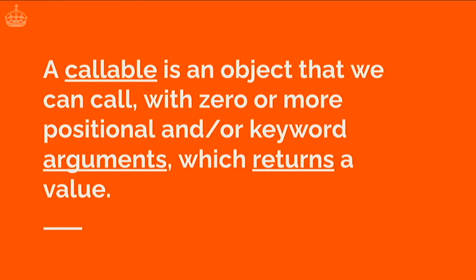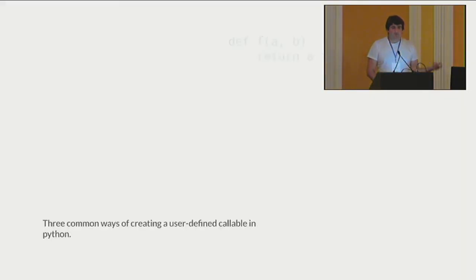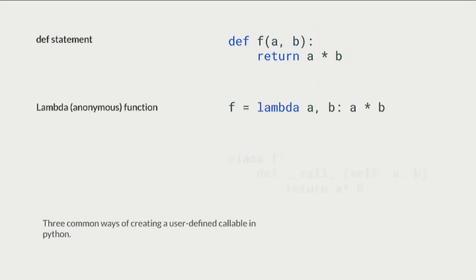First off, I should say, what do I mean by a callable? Well, quite simply, a callable is literally an object that we can call, or a function in most common parlance. We call a function with 0 or more positional and/or keyword arguments, and they return a value. So the most common ways you'll be familiar with creating functions in Python are these 3 ways. I think, someone correct me in the pub on this, but I think there are actually 7 different ways of creating a callable in Python, but the other 4 are just completely wacky.